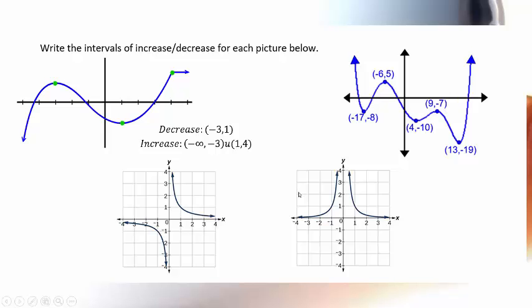If I look at the next graph, I see lots of changes going on. I see lots of times where it's negative and lots of times where the slope is positive. So I'm going to do all the positives first. I see it going uphill between negative 17 and negative 6. It's also positive slope between 4 and 9, and the slope is positive after 13. So that means anything in between would be decreasing. So the slope is negative from the far left up until negative 17. It's negative between negative 6 and 4. And it's also negative between 9 and 13.